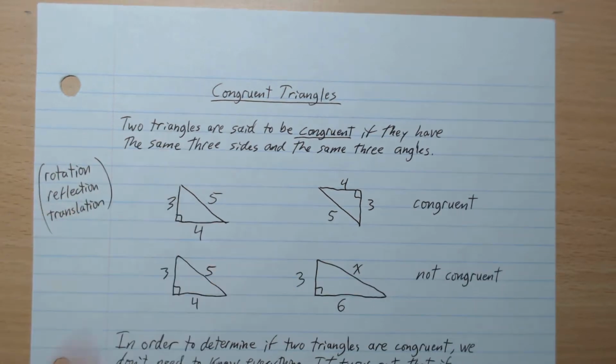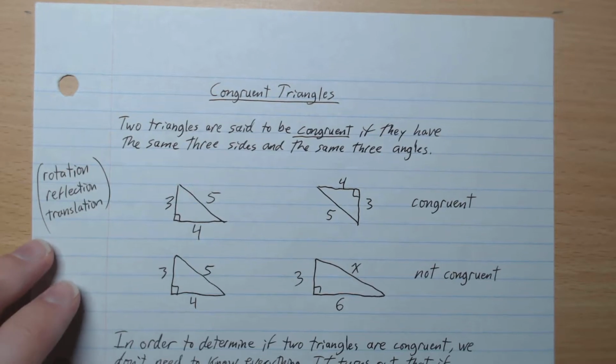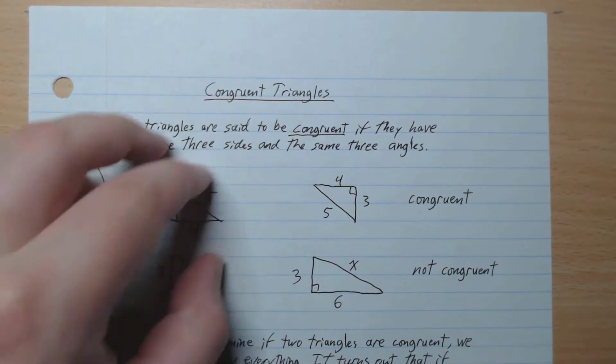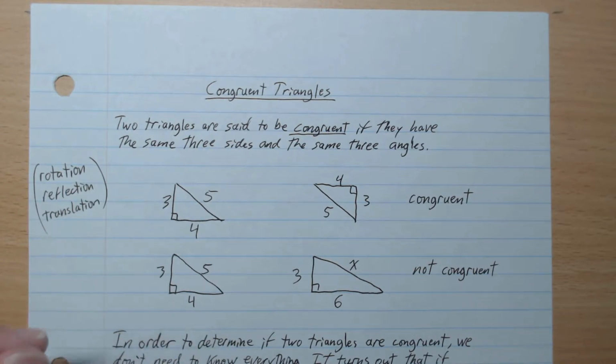So two triangles are said to be congruent if they have the same three sides and the same three angles. So if you did a rotation, reflection, or translation, the triangles will still be congruent.